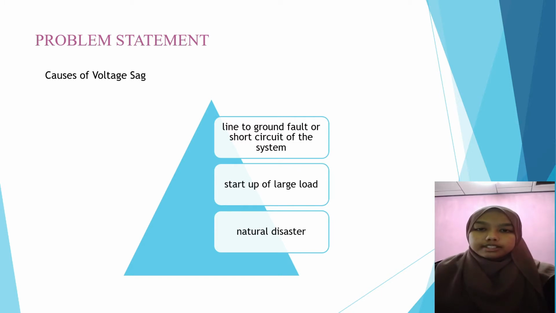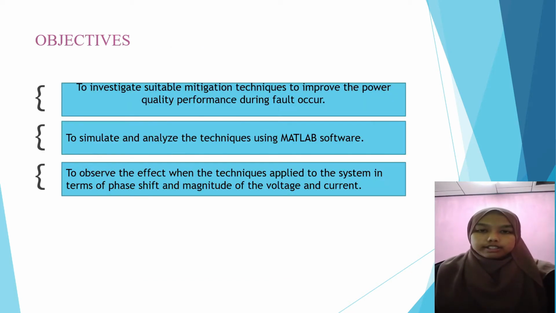Although the utilities have made some investment to improve the power quality performance, however, they cannot avoid external factors like this. This problem will lead to the shutdown or disoperation of electronic devices, which will be costly because the electronic devices may be damaged. The objective of this project is to investigate a suitable mitigation technique to improve the performance of the power quality, to simulate and analyze the technique using MATLAB software, and to observe the effectiveness of the technique when applied to the system in terms of magnitude and phase shift.